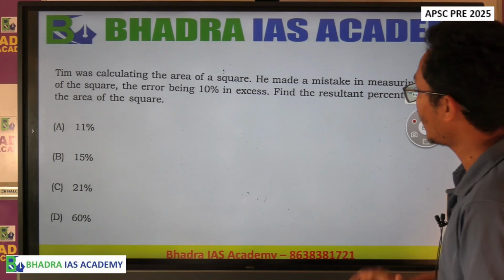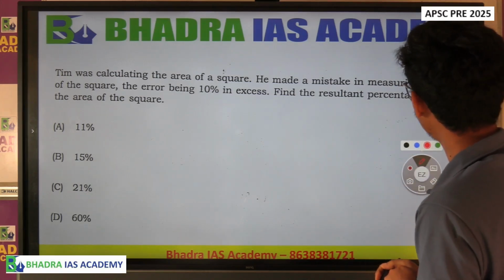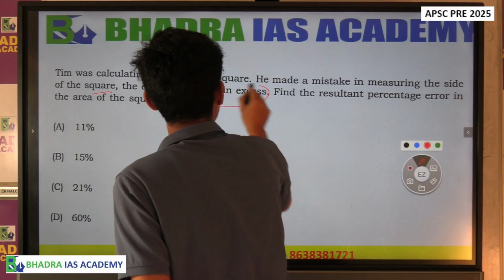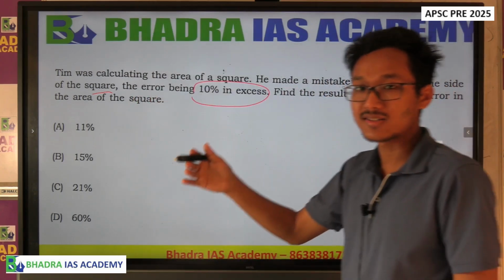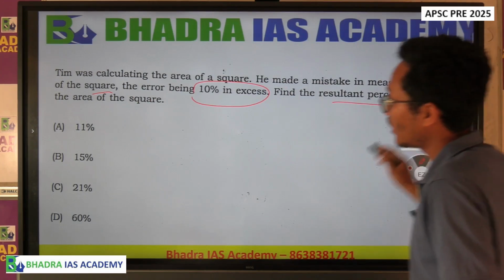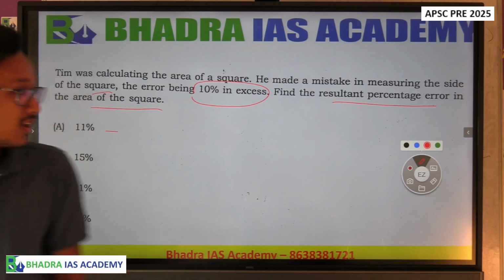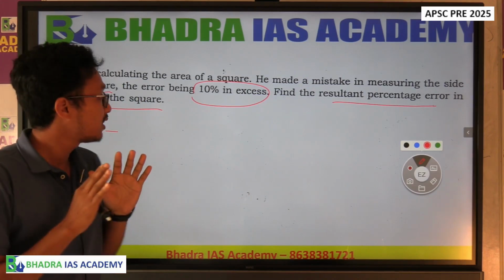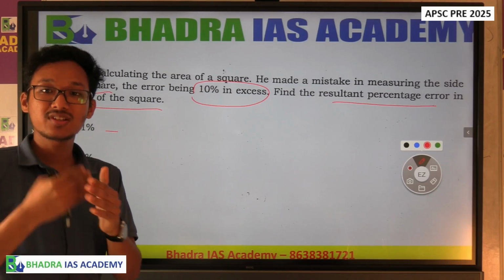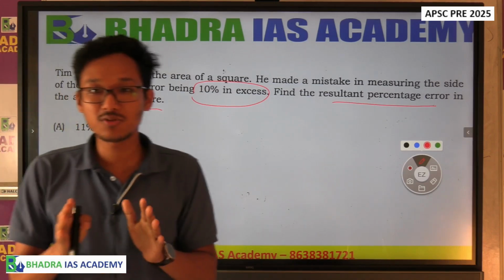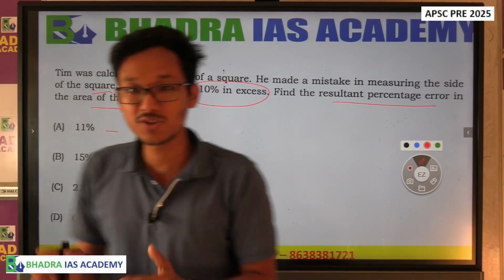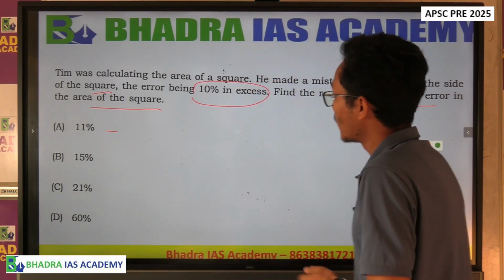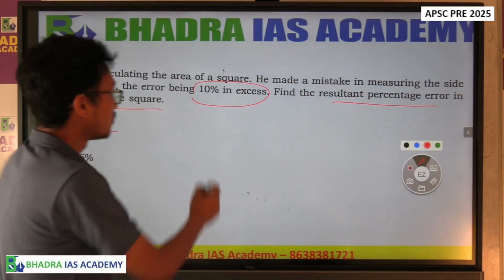A team was calculating the area of a square. He made a mistake in measuring the side of the square, with the error being 10% in excess. So 10% excess means it increased. Find the resultant percentage error in the area of the square. Now we have to find how much error there will be in the area. We have done this type of question, but what was there: how much percent increase or decrease. Here it is called error. If it increased, we have to find how much percent increase; if it decreased, how much percent decrease.